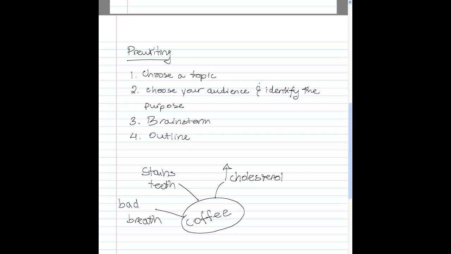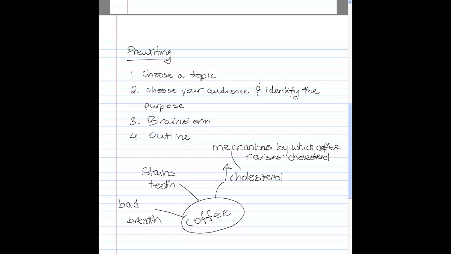So now we have to expand on our main ideas about coffee and why it's bad. We're going to take raising the cholesterol as an idea. So what we want to do whenever we're expanding on one of our main ideas is answer the questions how and why. So in this case, our how can be answered through mechanisms by which coffee raises cholesterol. So these supporting points or supporting evidence that branch off of our main points can be more elaborate and more detailed.